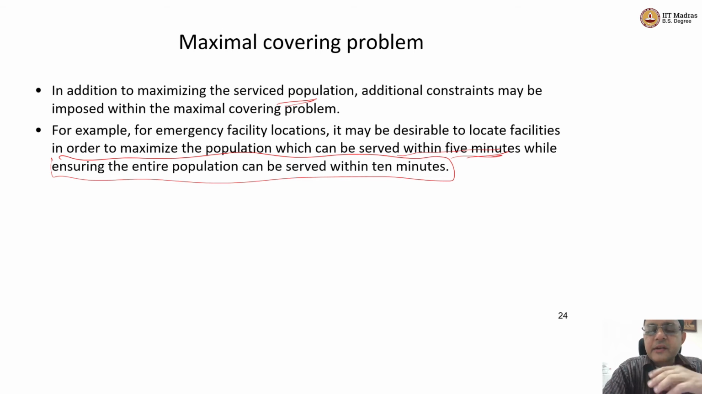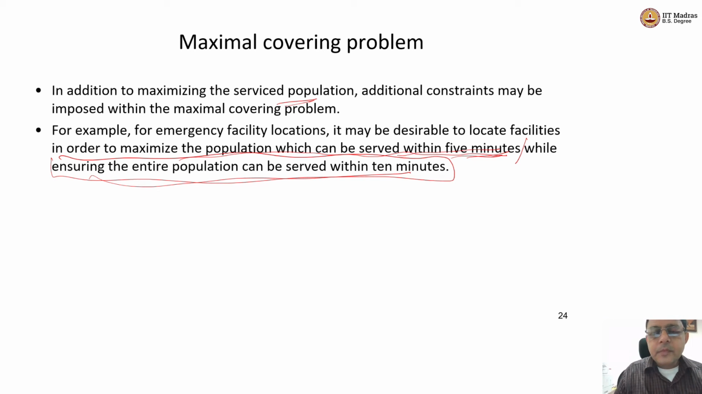additional constraint, saying that, well, I want to maximize the population that I'm able to reach within 5 minutes, but entire population should be reached within 10 minutes, right? So 5 minutes, 10 minutes may be very tight. You can think of them as half an hour, 45 minutes, but you can see that there is a layered constraint here. First is maximize the population that can be reached within 5 minutes. This is one constraint. Second constraint is entire population should be served within 10 minutes, right?